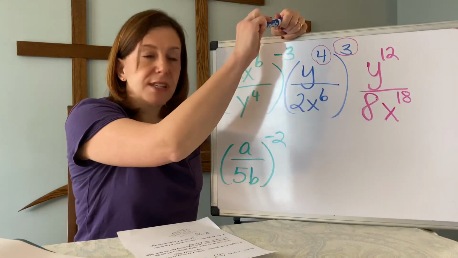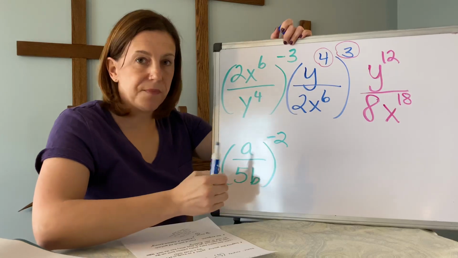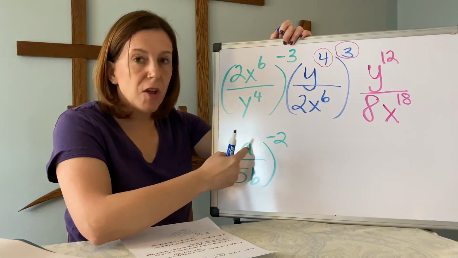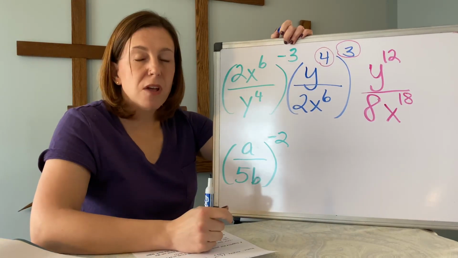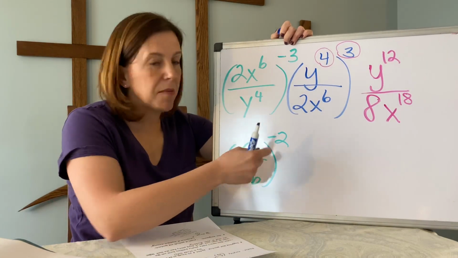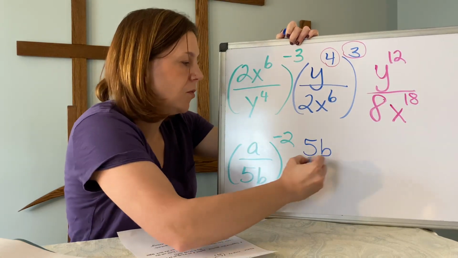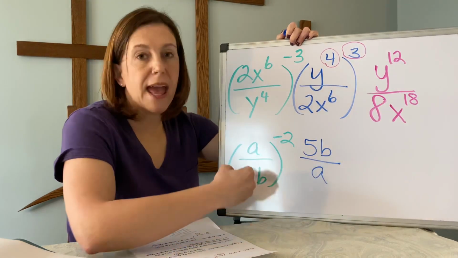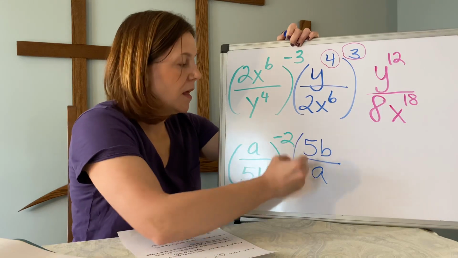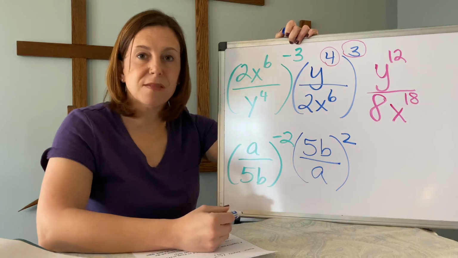Okay, just like our first example, I'm going to go ahead and use my blue marker to apply my shortcut, noticing that I have a fraction being raised to a negative exponent. So I'm going to apply the rule that means I flip my fraction and make my power positive. So that means my 5b will be in my numerator and my a is in the denominator. And instead of raising it to the negative second, I'm going to raise it to the positive second.